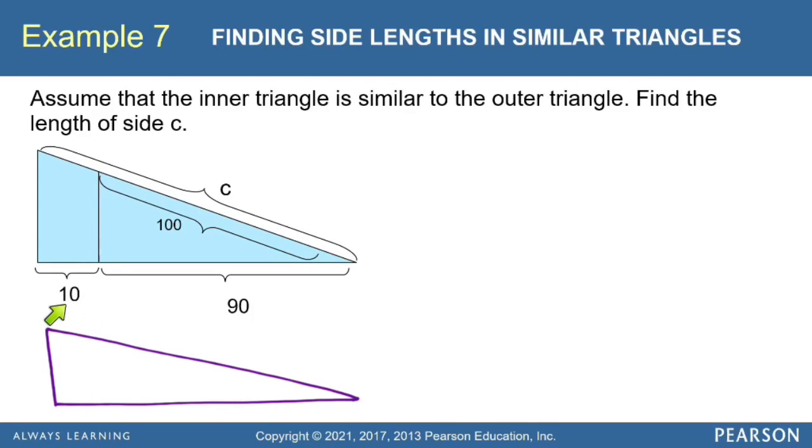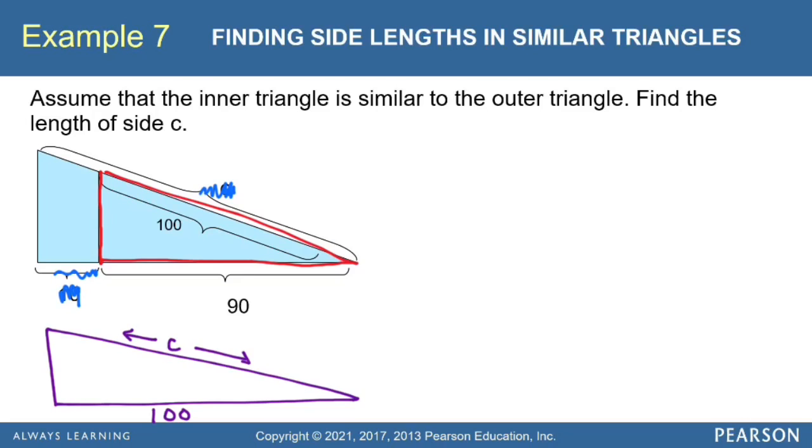Now if this is supposed to represent the big triangle, then the bottom side here would be 10 plus 90, so that bottom side is 100. And this long side here would be C. All right, now for the smaller triangle, the bottom side is 90 and the long side is 100. And if it helps, we can get rid of the extra numbers and labels here because we are only concentrating on the small triangle in this diagram now.